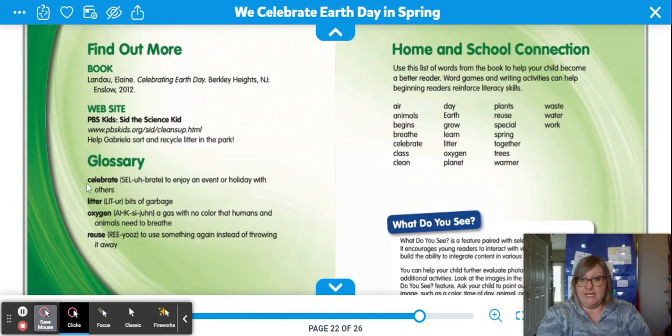Okay. All right, and here's our glossary, friends, as we're looking at this. Those are the words like celebrate and litter, oxygen, reuse, and if I needed to, I could read this definition. A definition tells you what a word is about, okay? Or what a word is, I should say, if I wasn't quite sure.